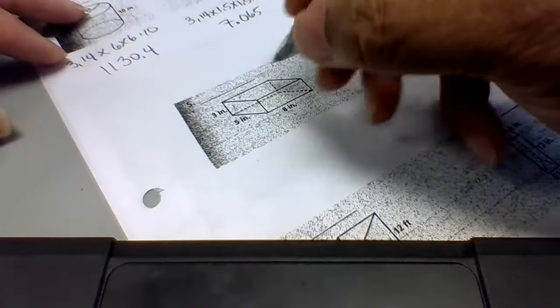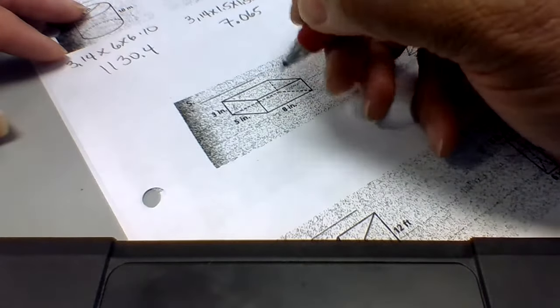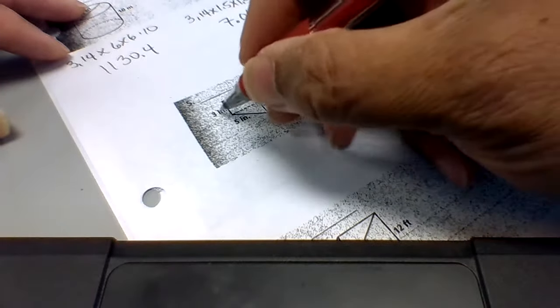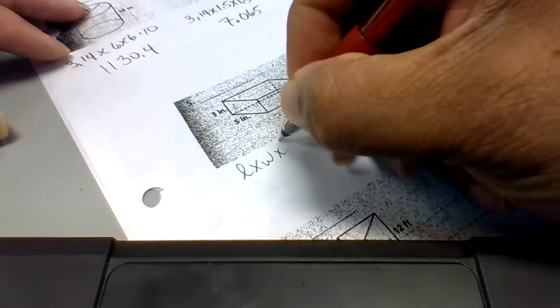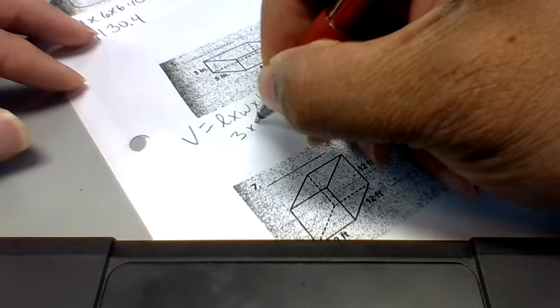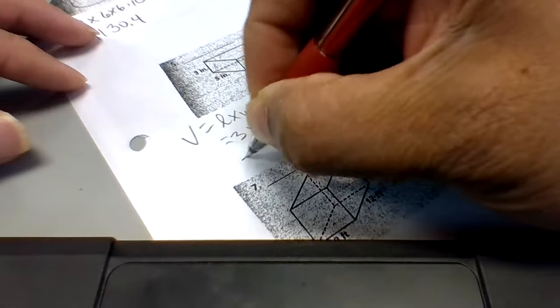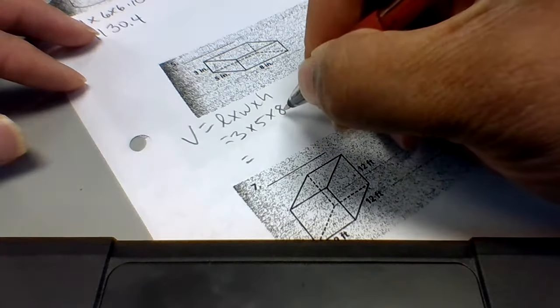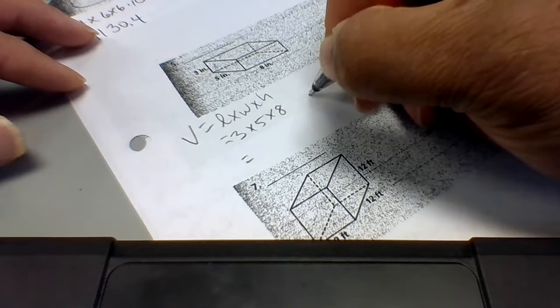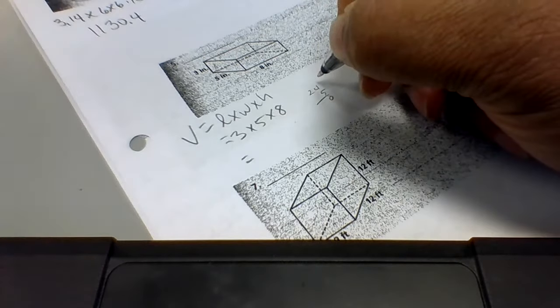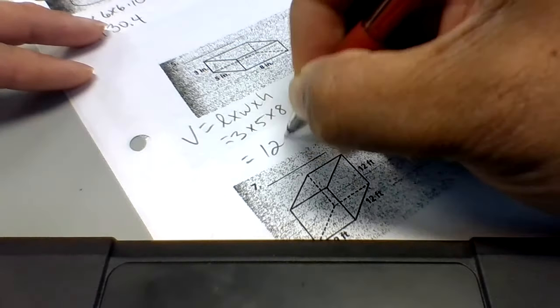Next problem. I have to find the volume. So because you have a rectangular prism like this, when it comes to volume, you're just taking each one of these numbers and multiplying. Length times width times height is the volume. So 3 times 5 times 8. And when I do that, 24 times 5, okay, 120. Next problem.